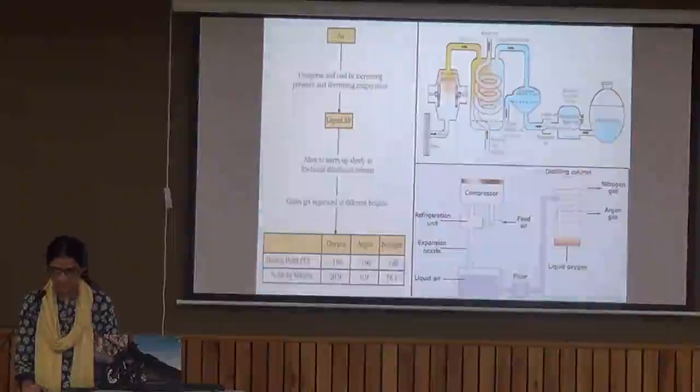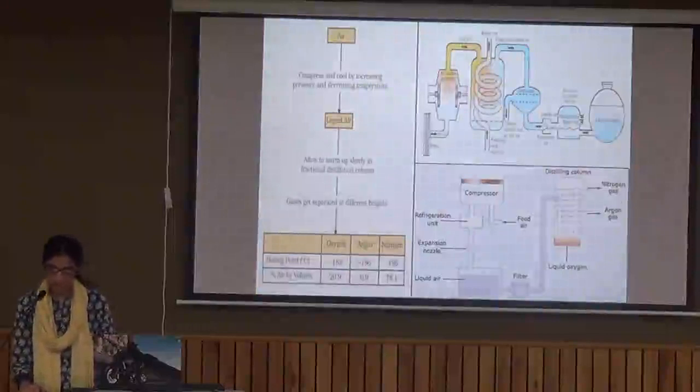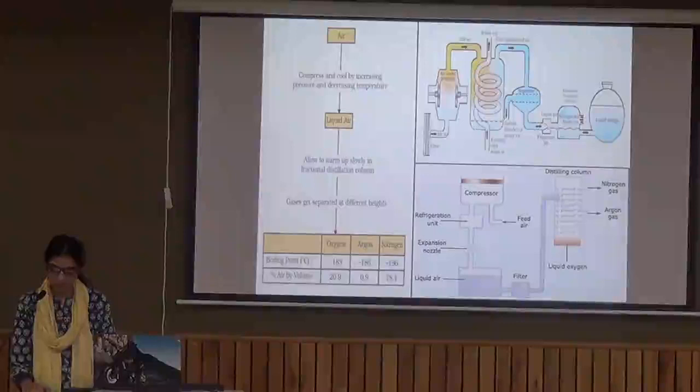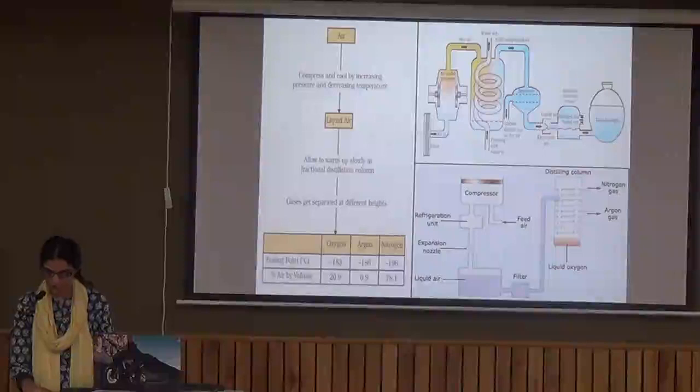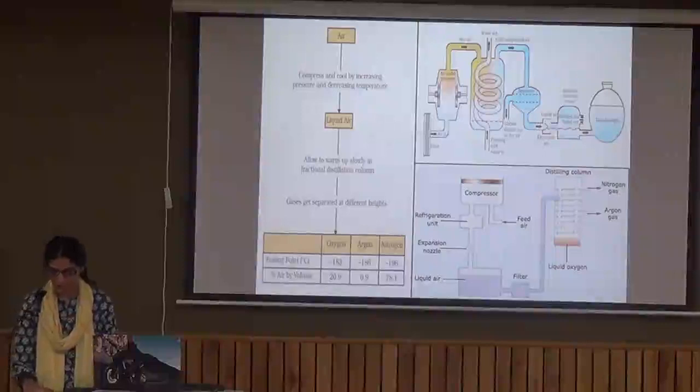Now this is the diagrammatic representation. First they have shown the steps by means of a flow chart, and then they have shown the diagrammatic representation of the whole process. You see there are various compartments for performing different functions, and finally we are able to collect the components in gas and liquid state, and the process involved here is fractional distillation only.